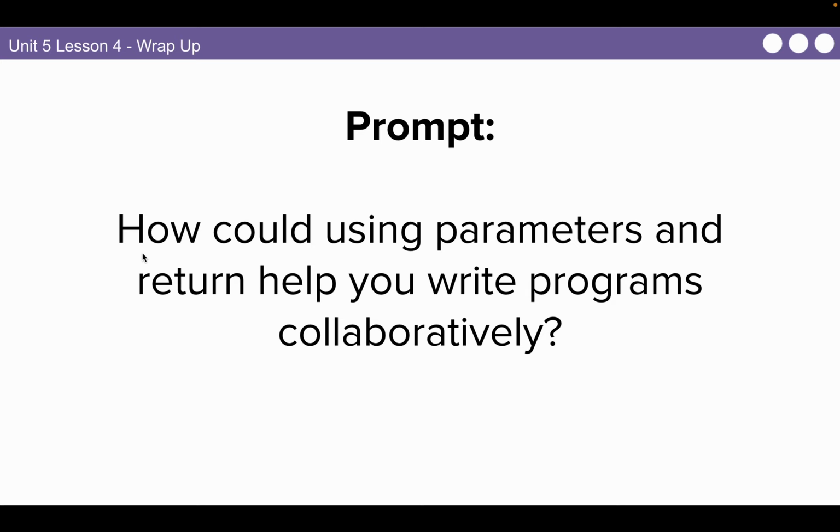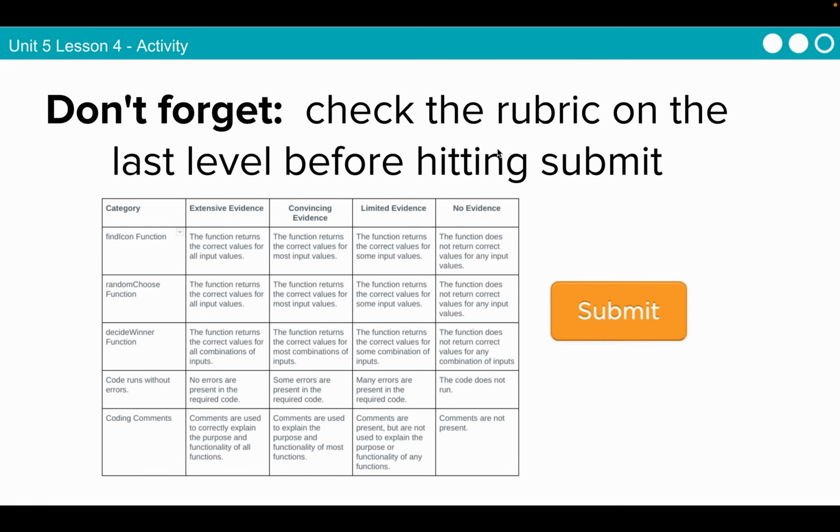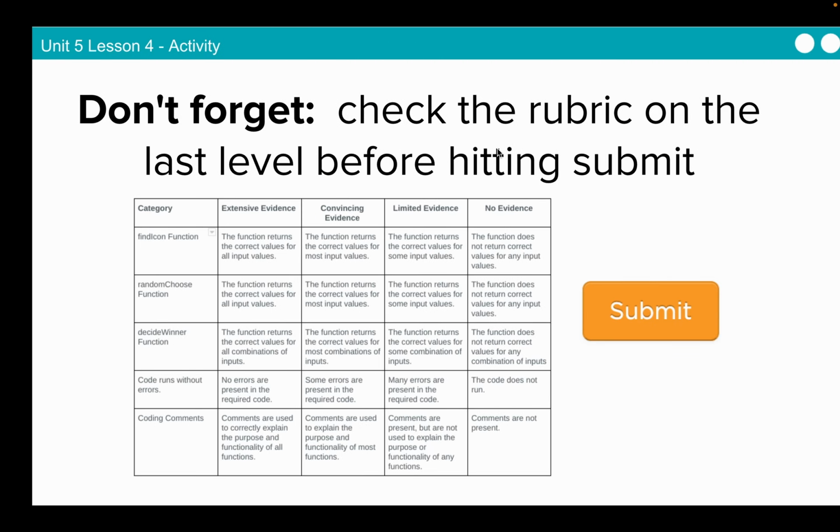And then, how could using parameters and return help you write programs collaboratively? That's the end of that. So let's look at this real quick. Build the rock, paper, scissors app using your activity guide to help you plan. When you're done, submit your work.